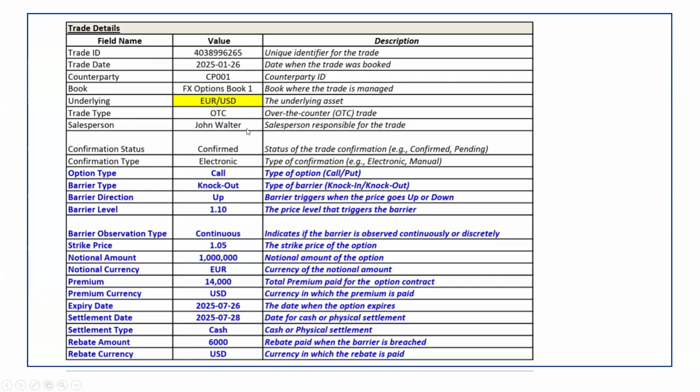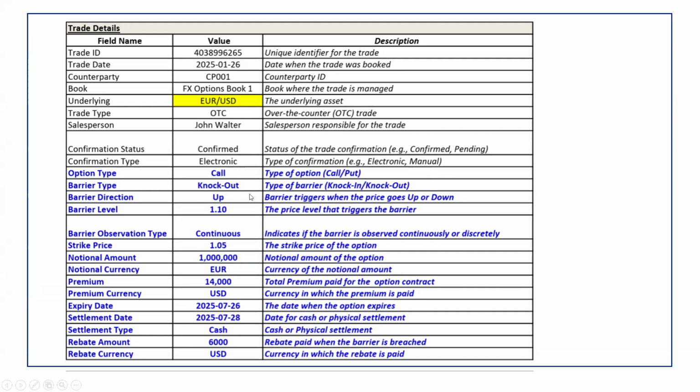So John Walter sends a trade, the trade gets executed, and then they get a confirmation like this. Here the hedge fund has entered into a call option, and the barrier type here is knockout.